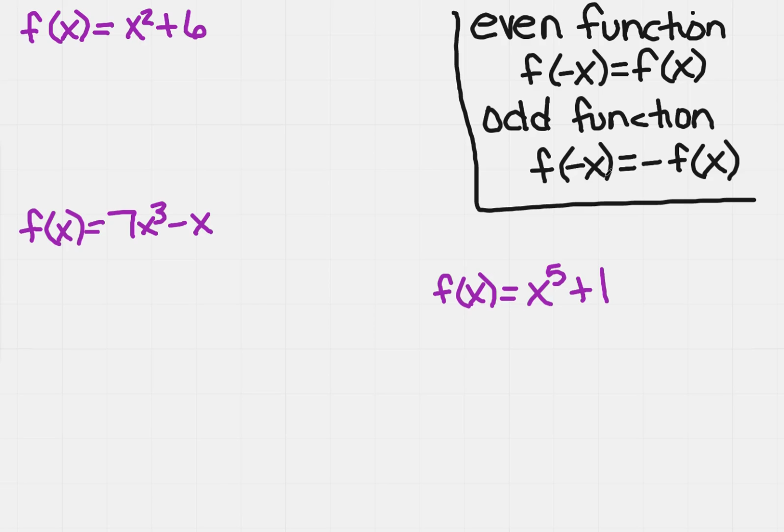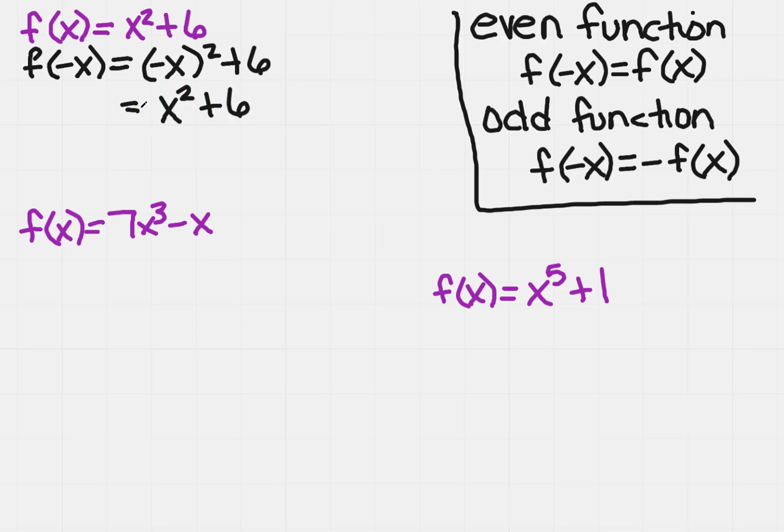What you're going to do is substitute in negative x for every x that you see. So I'm going to find f of negative x. That becomes negative x squared plus 6, which becomes x squared plus 6. Now, I noticed that I got exactly the same thing. What I'm talking about is you want to compare the original with your outcome. Do they look the same? The answer is yes. And if they look the same, then this function is even.